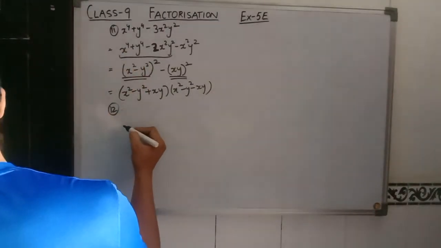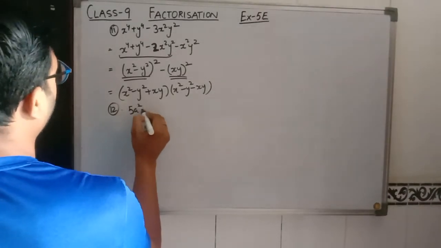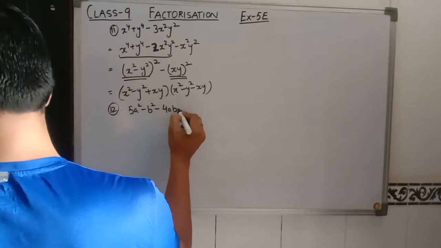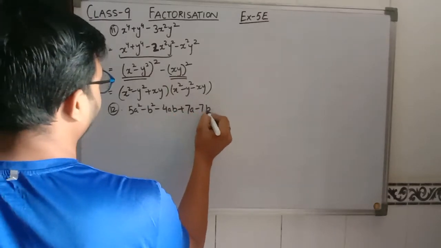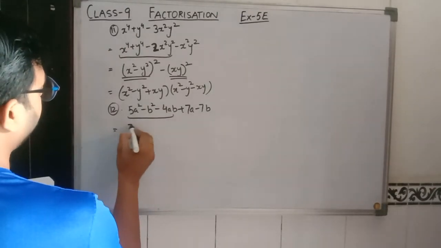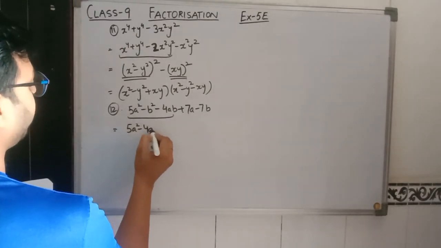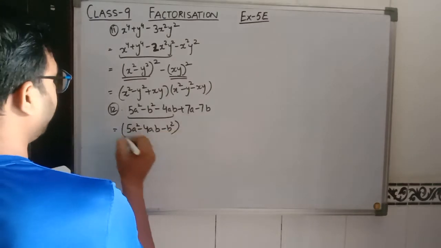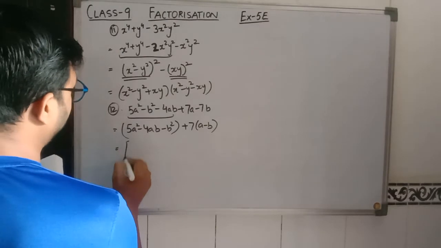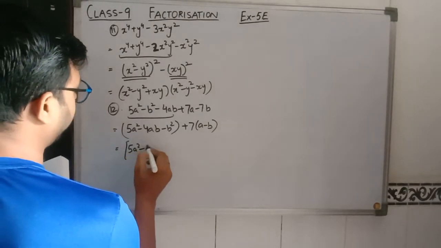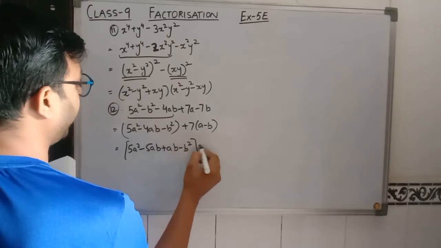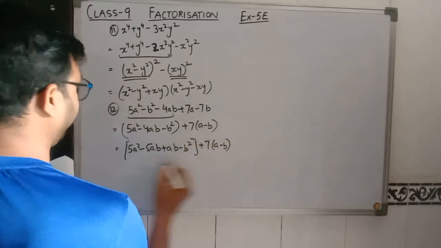Now question number 12. It is saying 5a square minus b square minus 4ab plus 7a minus 7b. First of all, we will solve these terms. It can be written as 5a square minus 4ab minus b square, and 7 is common, a minus b. It can be solved with the help of middle term splitting. So when you split the middle term, it can be written as minus 5ab plus ab minus b square, plus 7 times a minus b as it is.